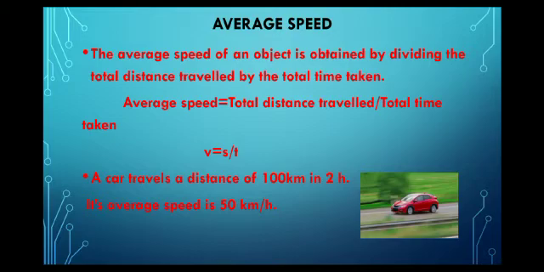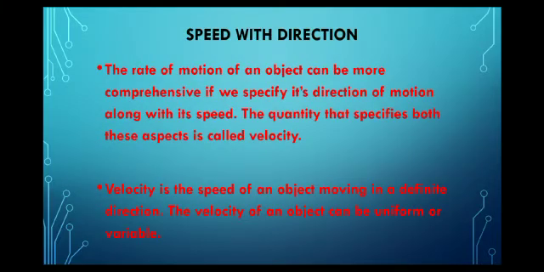Okay. Then the next topic is speed with direction. The rate of motion of an object can be more comprehensive if we specify its direction of motion along with its speed. The quantity that specifies both these aspects is called velocity. Velocity is the speed of an object moving in a definite direction.